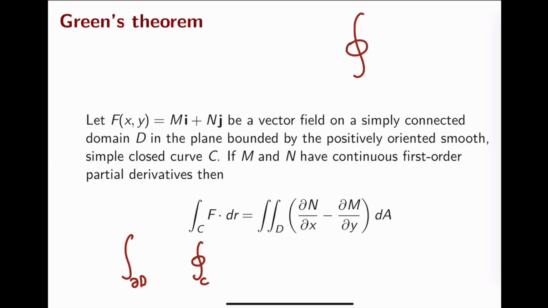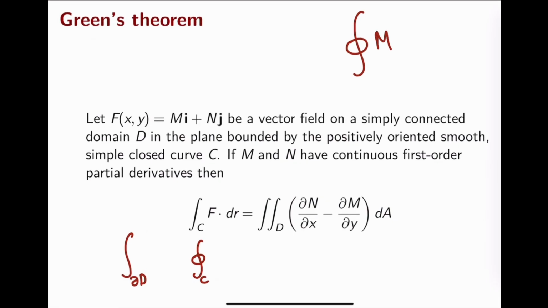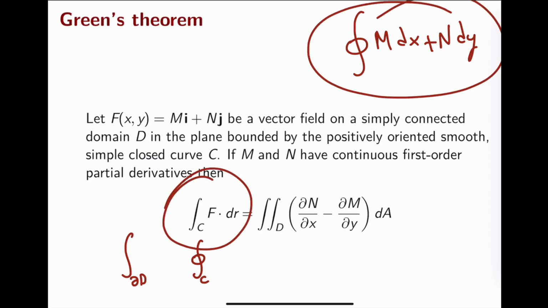And for the vector field, another equivalent notation is just to put the components of the vector field here, right? So we can put here M dx plus N dy. So this will be an alternative notation for the line integral.